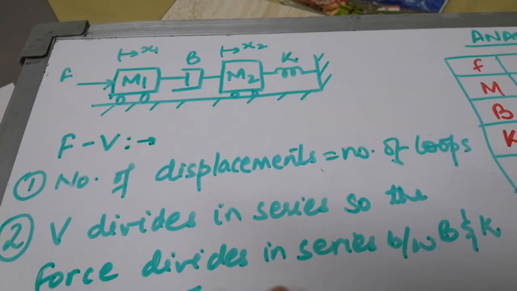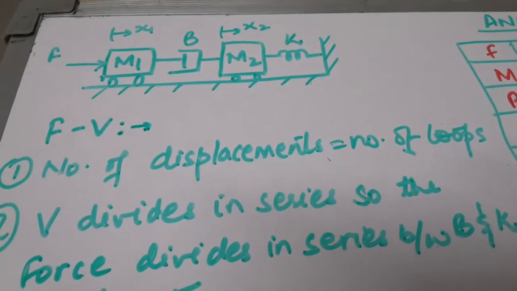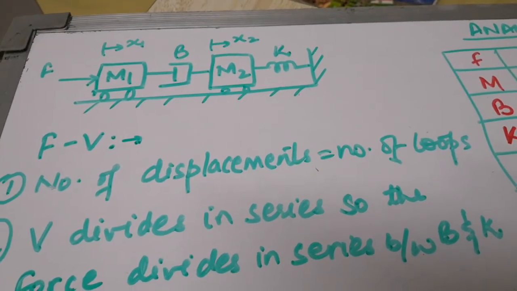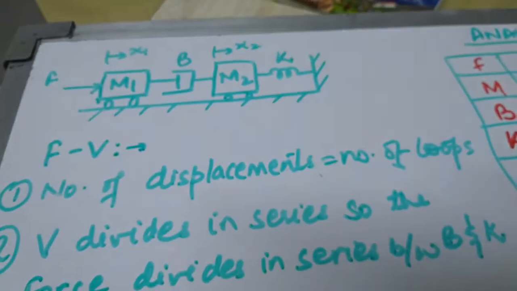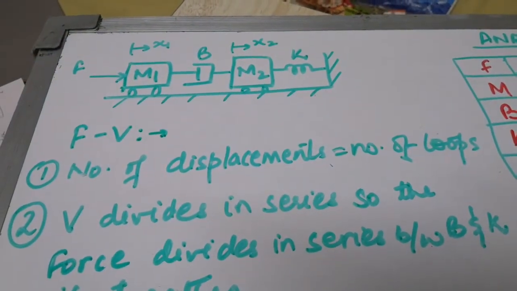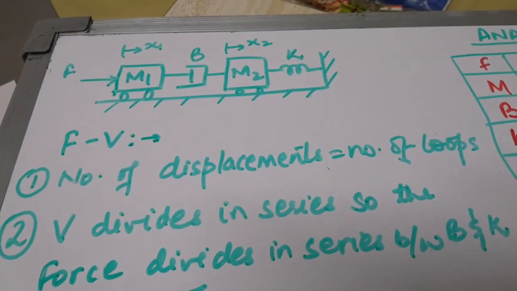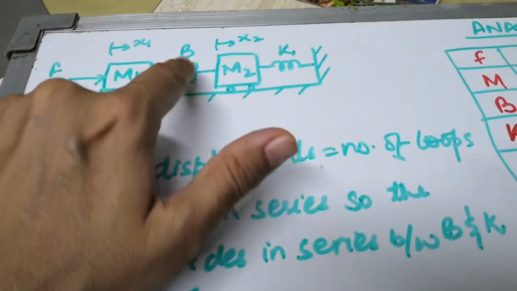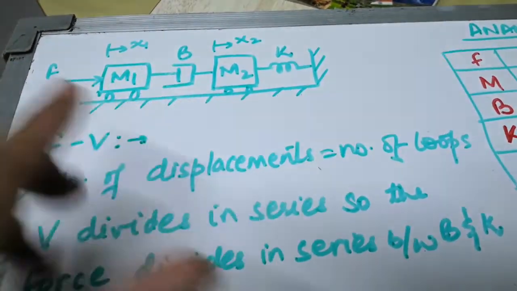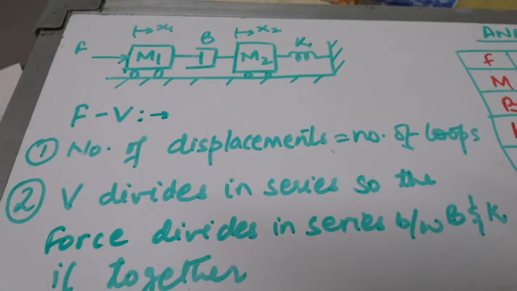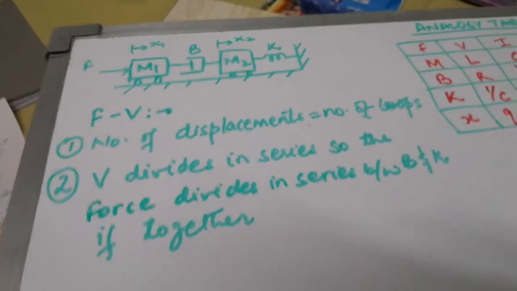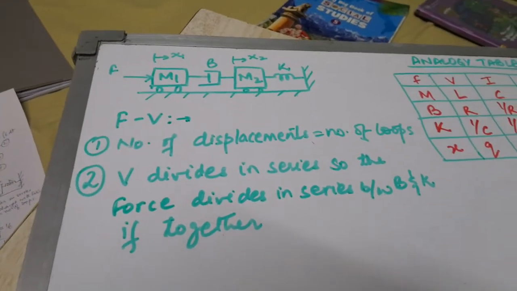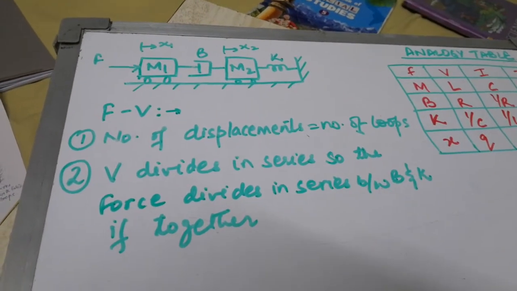Then voltage, you all know that voltage divides in series. So whenever K and B are together, here they are in single form, so we are not going to apply our second rule. But whenever K and B are together, like if here K and B had been there, they would have been converted into series. So according to these rules, let's convert this system quickly into our voltage analogy system.